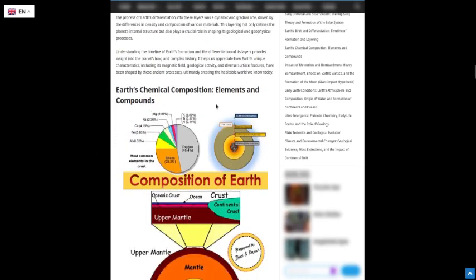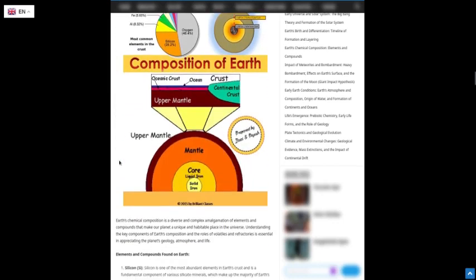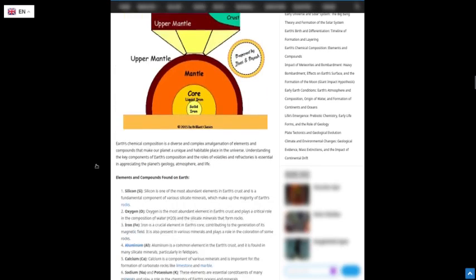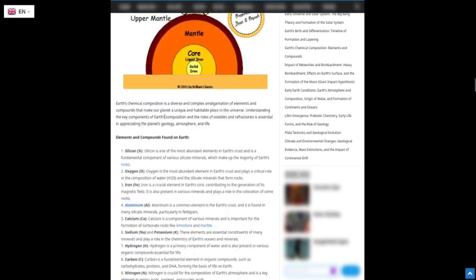Earth's chemical composition, elements and compounds. Here's all these facts, these established facts, the evidence apparently. And here's more information here. Elements and compounds found on Earth. These are probably to do with the periodic table.